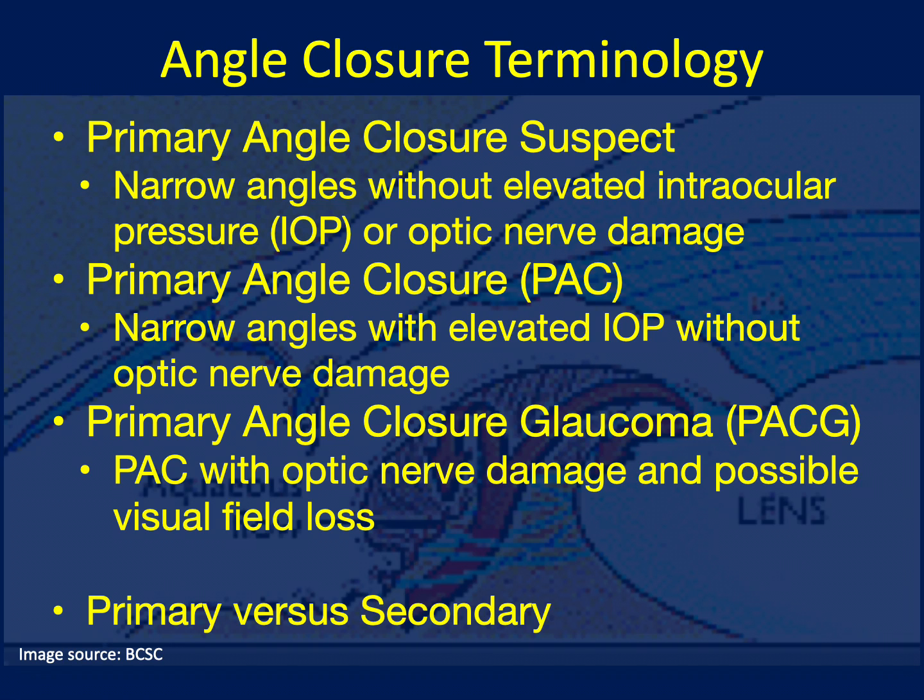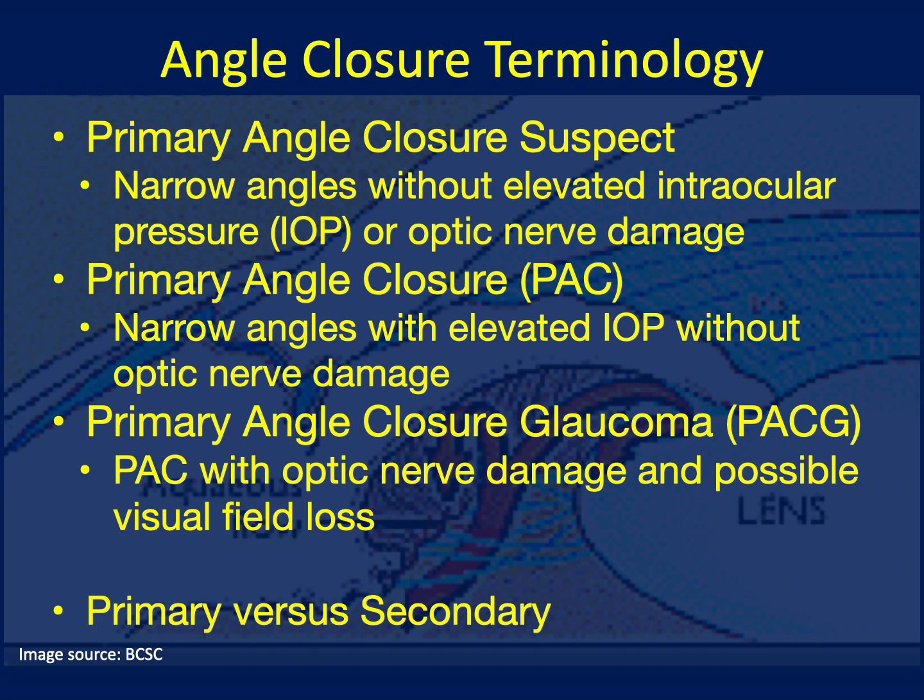Primary angle closure refers to where the angles are blocking the natural drainage system, resulting in elevated intraocular pressure, but it is early enough where there is no optic nerve damage. Primary angle closure glaucoma is where there is primary angle closure with optic nerve damage and possible visual field loss. The term primary was used multiple times.